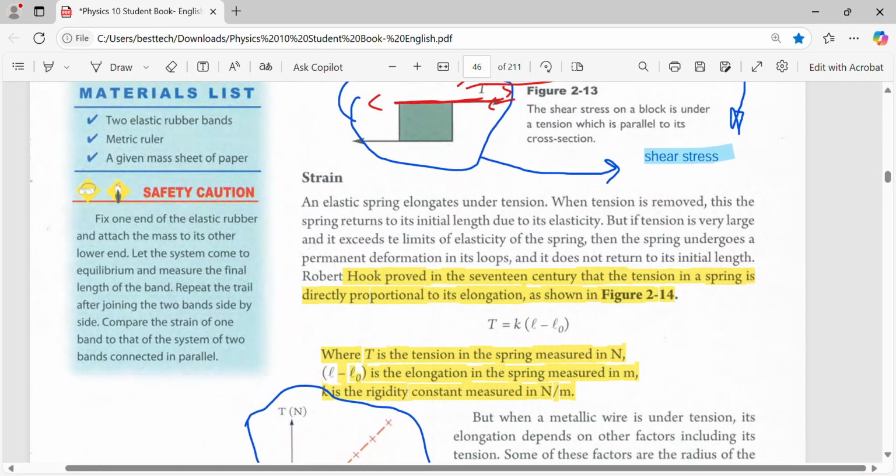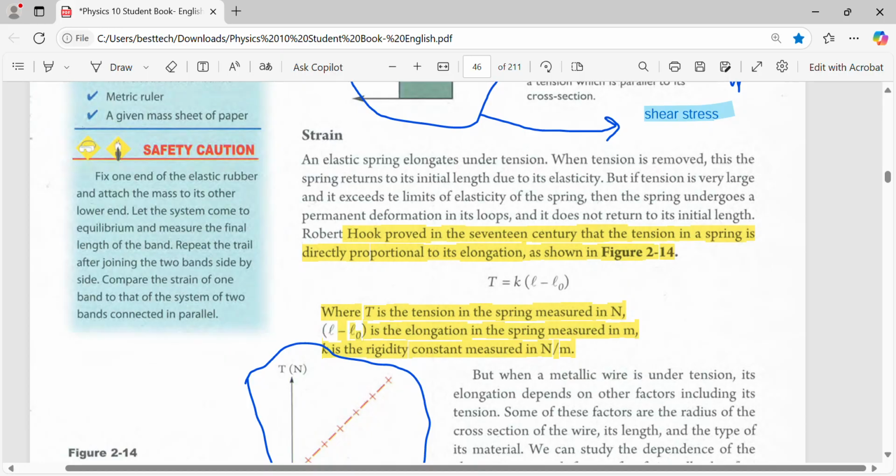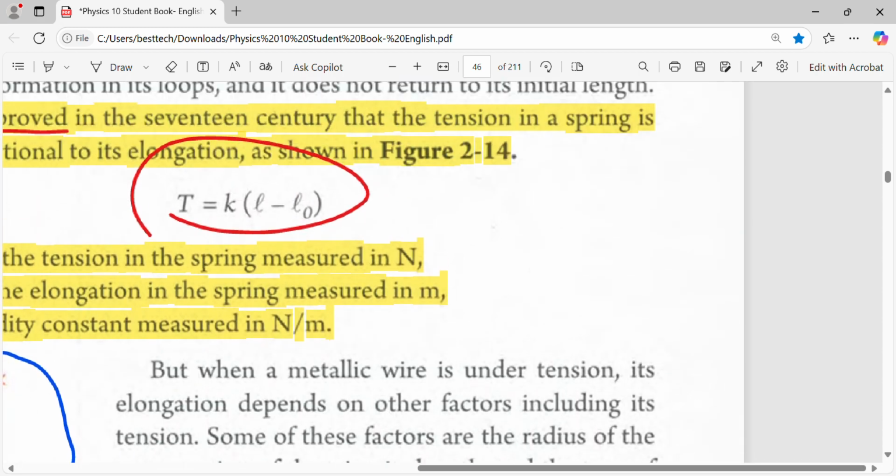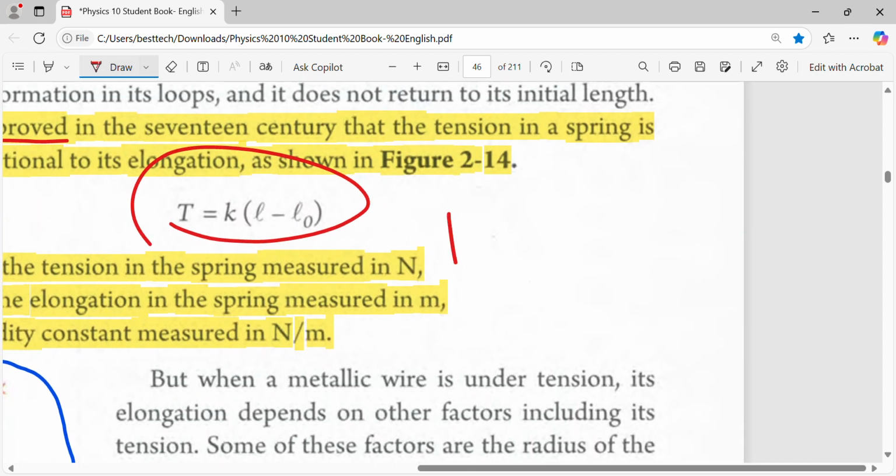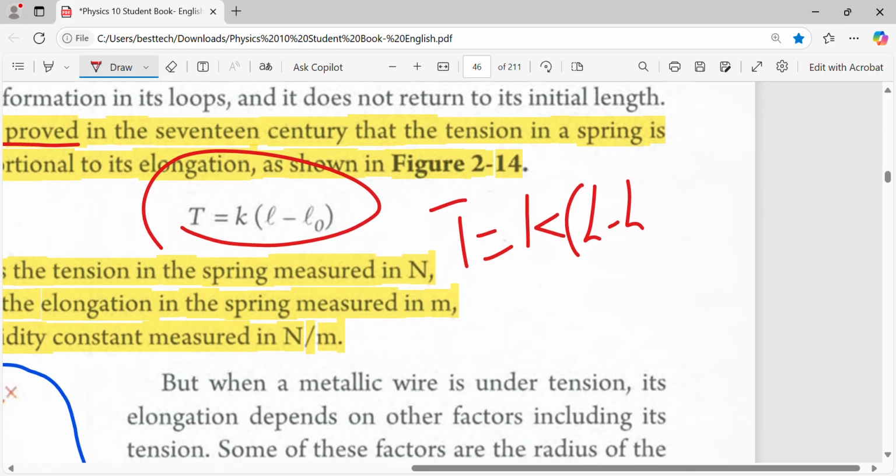It's called Hooke's law. Guys, this is the rule of Hooke's law. Let me show you the rule. Hooke's law: T equals K times the bracket L minus L naught. Wait a minute. L minus L naught.